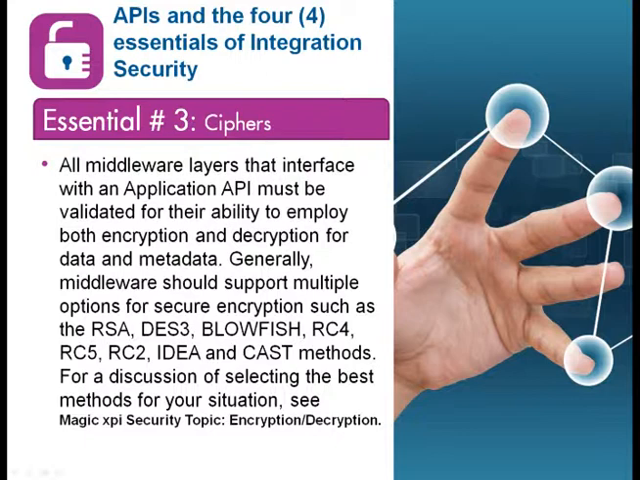Now, all middleware layers that interface with an application API must be validated for their ability to employ both encryption and decryption for data and metadata. Generally, middleware should support multiple options for secure encryption, such as the RSA, TS3, Blowfish, RC4, RC5, RC2, IDEA, and CAST methods. There are many different methods available, and we really could go into a full and deep discussion in terms of the benefits, the advantages and disadvantages of each of these encryption methods.